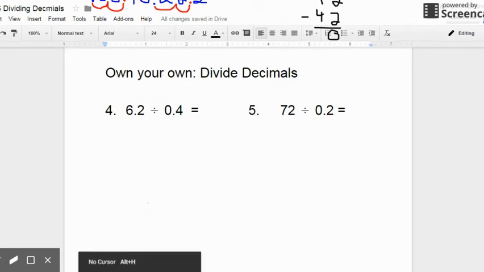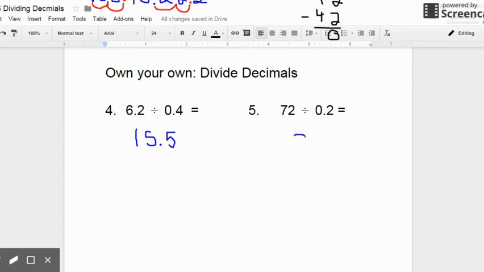All right, students, welcome back. Let's go over the answers. For problem 4, the answer should be 15.5. Hopefully you moved that decimal point over 1. And for number 5, the answer should be 360. If you have the decimal point over here, nothing wrong with that. That's exactly the same thing.